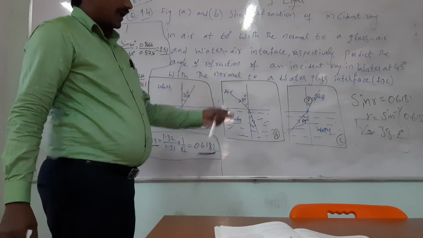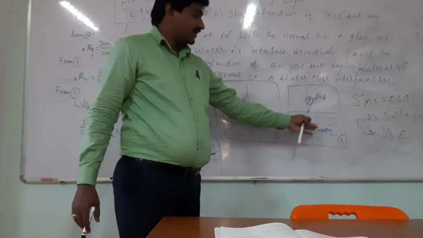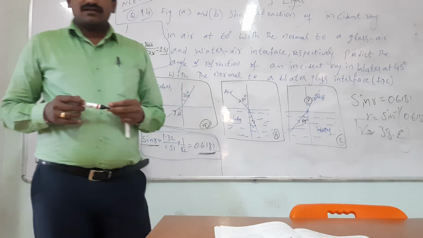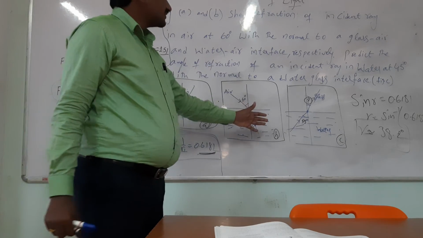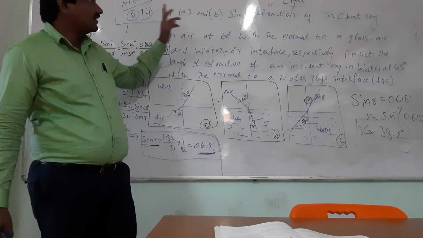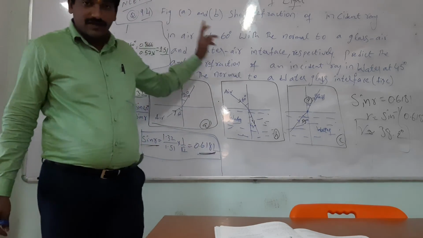This gives the angle of refraction when light refraction takes place between the interface of water and glass. This is one NCERT exercise numerical, 9.4.